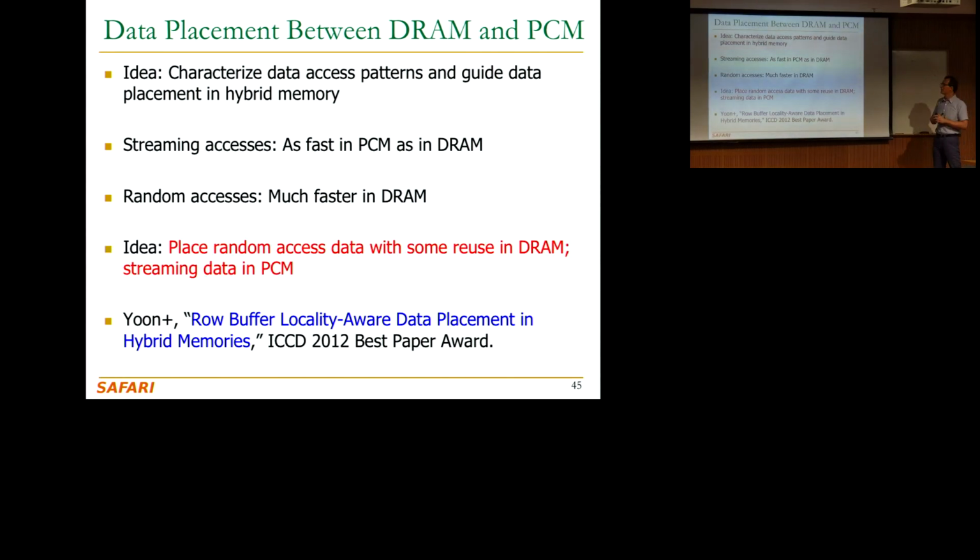So the idea is very simple once you realize that. Place data that you're accessing in a random access manner with some reuse inside DRAM, and streaming data inside PCM. And that's the idea. If you don't have any reuse on data, basically, you bring it to some fast buffer, and then you don't put it back into any part of your cache hierarchy. I think that's the fundamental caching principle. But this is random access data with some reuse. For example, you're accessing some row, and you want to keep it in DRAM because you're going to access that row again. Right? OK, that's the key observation.